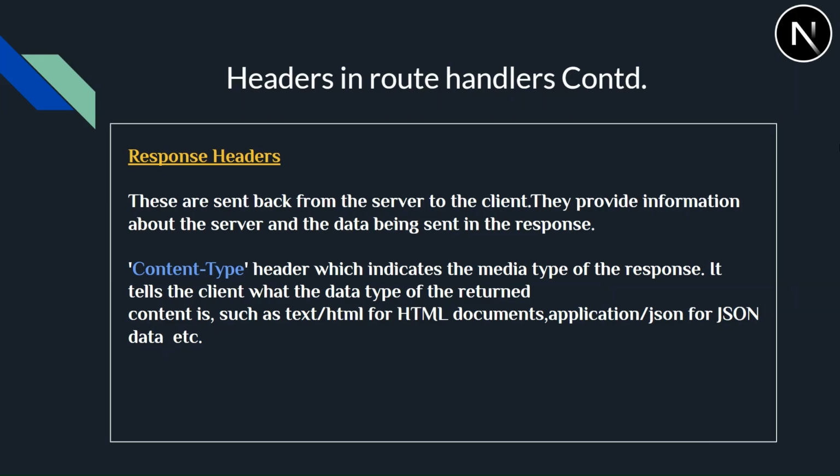One is the content type, a header which indicates the media type of the response. It tells the client what type of content is being returned: text/xml, text/html for an HTML document, application/json for JSON data, etc. So the response header's content type provides information about the data sent by the server to the client, whether it is simple text, HTML, a document, an application, or JSON.